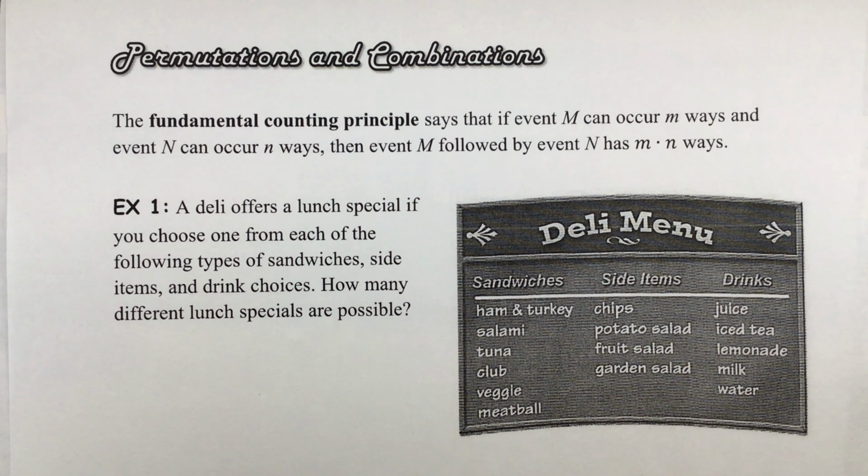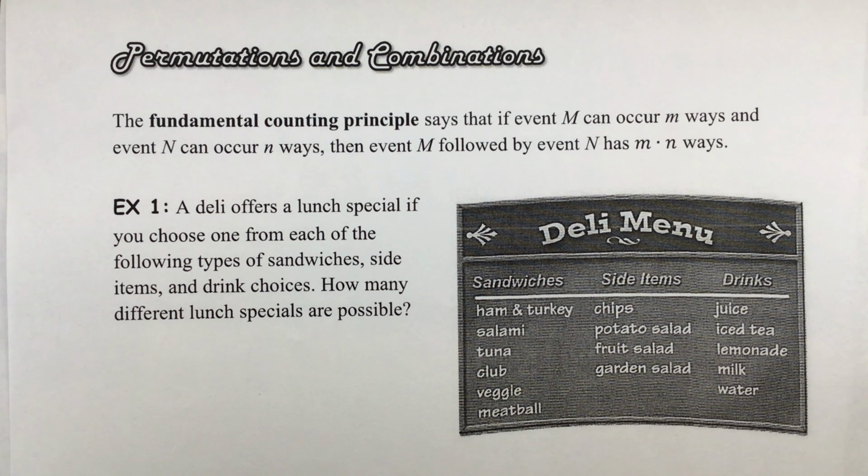Permutations and combinations. What we're going to be looking at in this video is a couple of aspects of probability. To start with, we're going to talk about the fundamental counting principle, which says that if event capital M can occur lowercase m ways, and event capital N can occur lowercase n ways, then event capital M followed by event capital N has lowercase m times lowercase n ways. All right, there's a lot going on in there, but overall it's a really simple concept here.